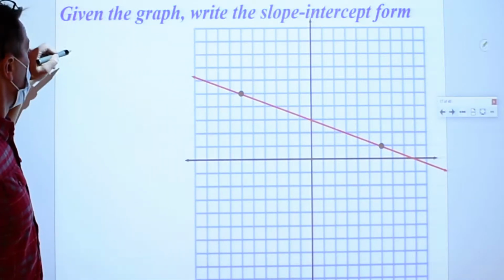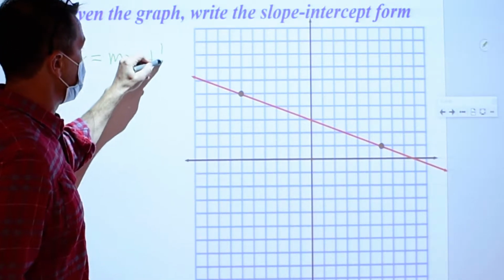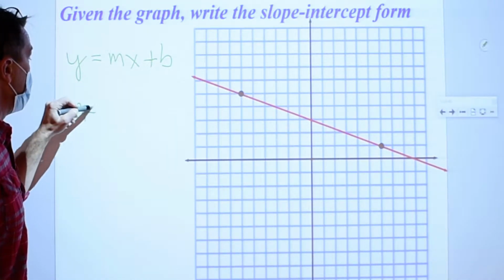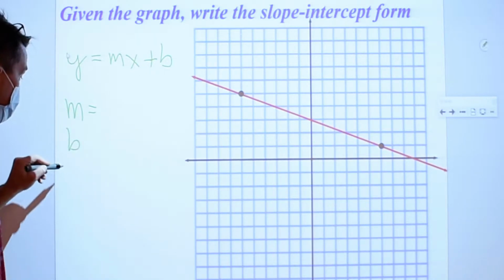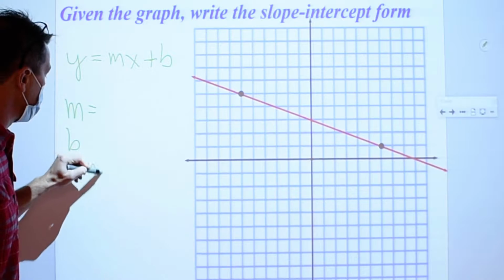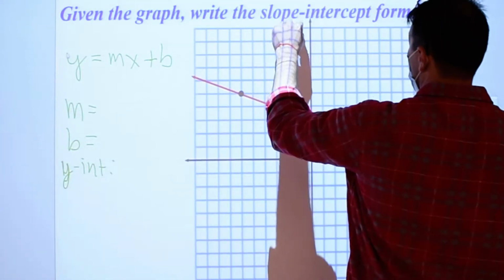So again, we're trying to get an equation into y equals mx plus b. That's slope-intercept form, because you have to find two things, the slope and the intercept, which is the b. It's known as the y-intercept. So let's find the y-intercept first, because I know that's the easiest for me.